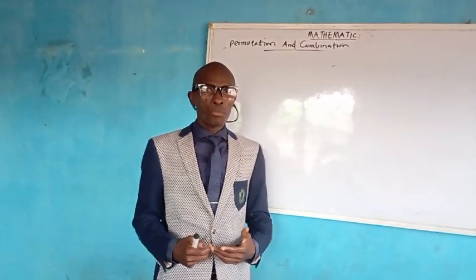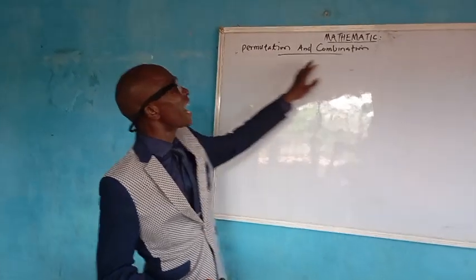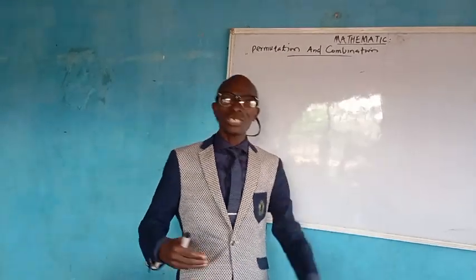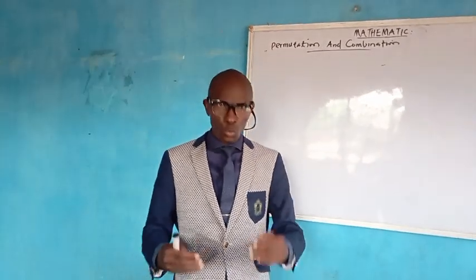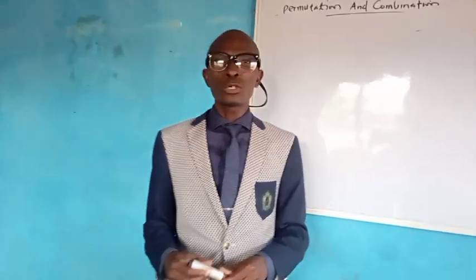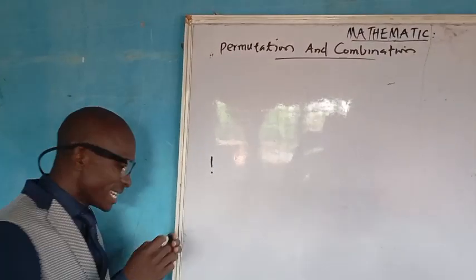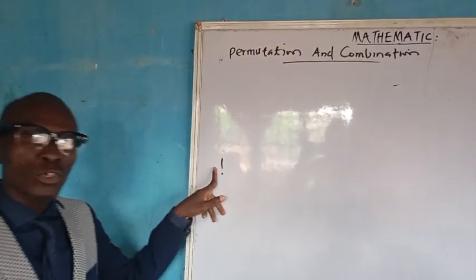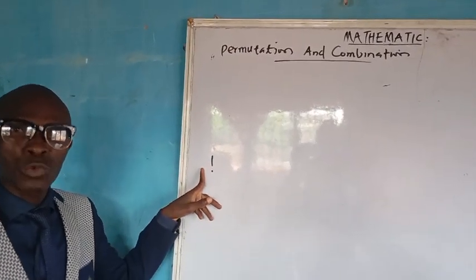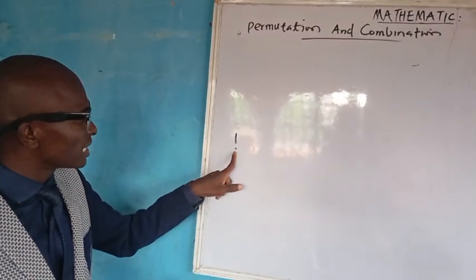You understand? But before we can discuss permutation and combination, there are some certain terms we need to already talk about. For instance, we have to understand this word. In English, we call this exclamation mark, but in mathematics, we call it factorial. This is factorial.